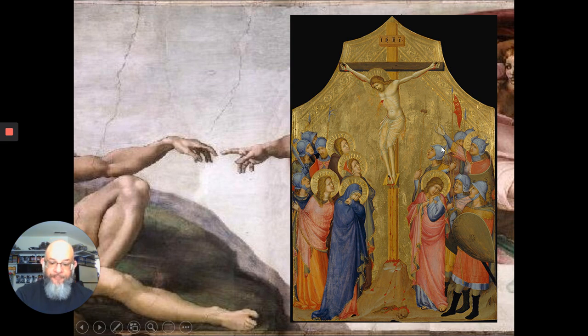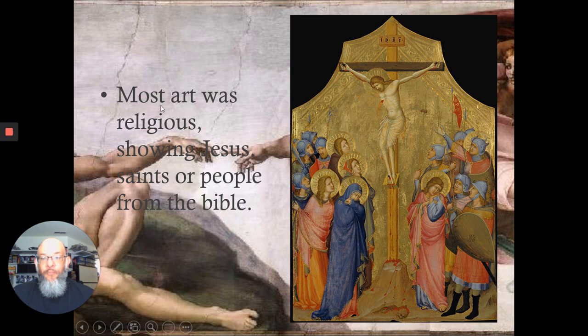It's very flat. Most art was religious, showing Jesus, saints, or people from the Bible. No one really did any other kind of art during medieval times. It was basically representing Christianity. So you're going to see that all the time. Anytime you see a work, 95% of the time during medieval times, it's going to look very flat, very like this.